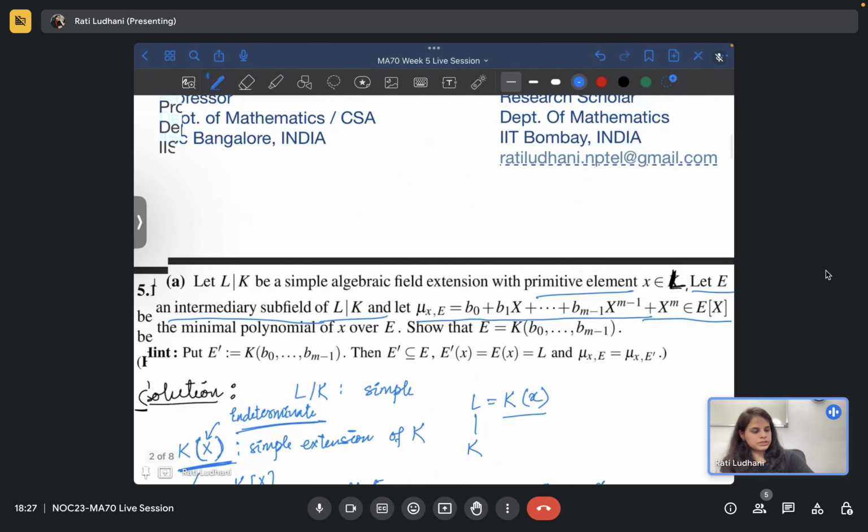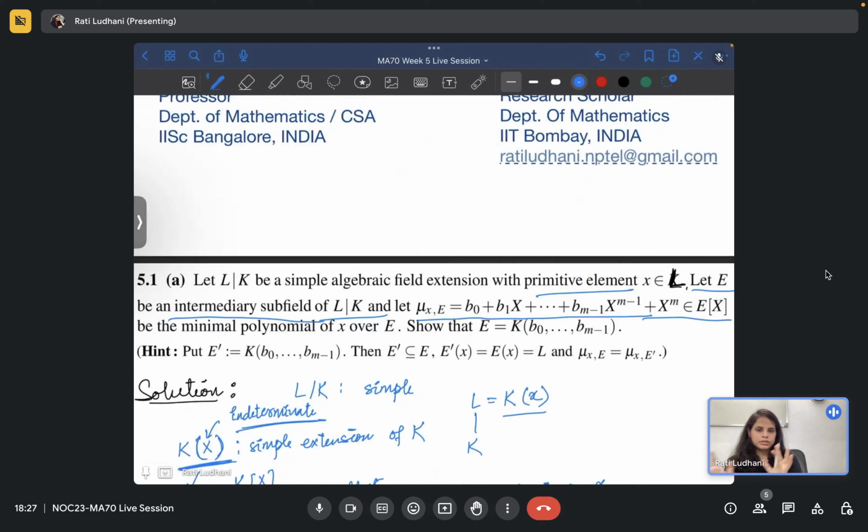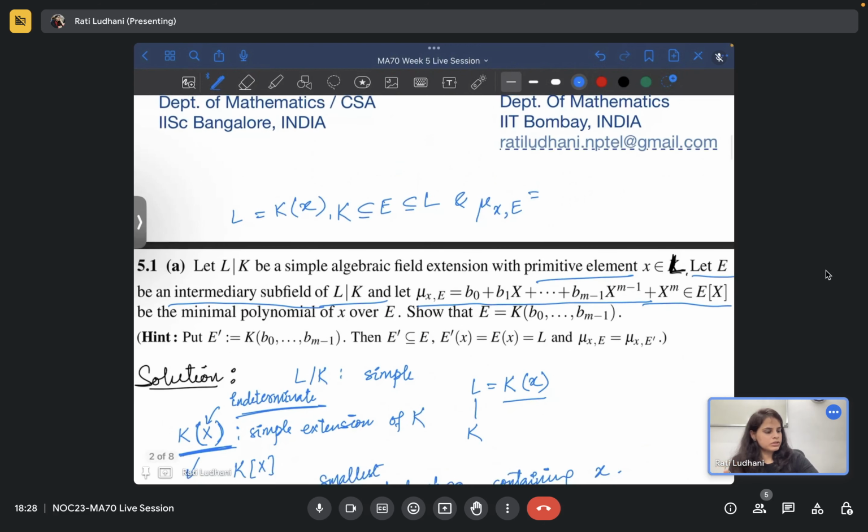So the question says, let L over K be a simple algebraic field extension with primitive element x belongs to L. That means L is equal to K(x). Okay, L is equal to K(x), first thing. Second thing, you consider any subfield E of L containing K, and take this mu x,E. Mu is always a notation for minimal polynomial. So the minimal polynomial is given to be the minimal polynomial of x in E.